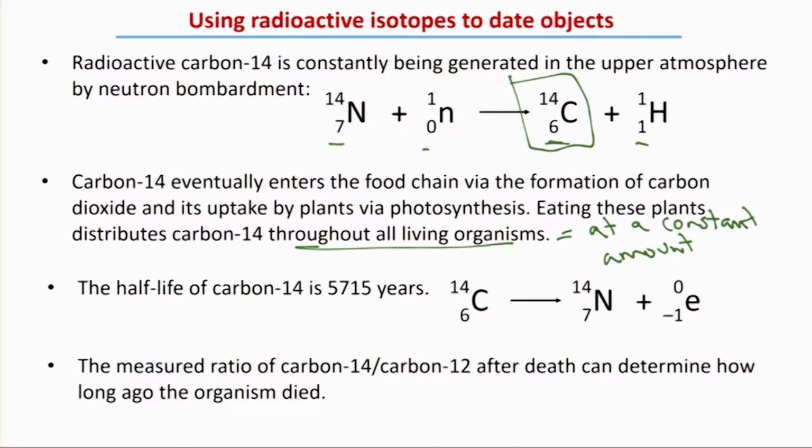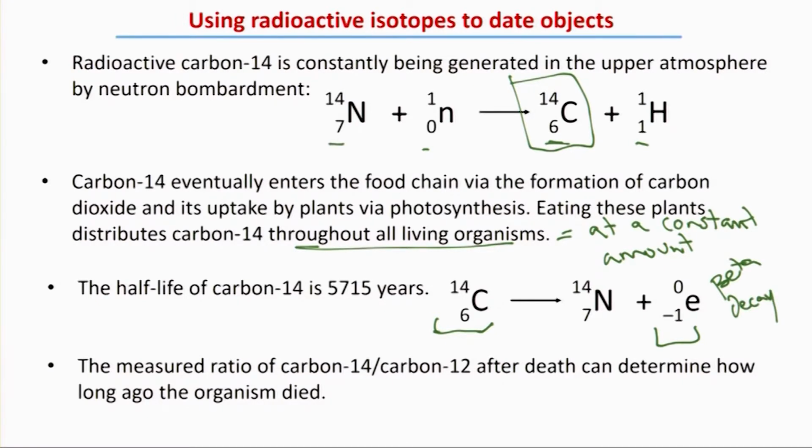However, once you are dead, you are not going to be taking in any more carbon. So all that carbon-14 that was in your body will start to decay, and no more carbon-14 is coming in. So it now starts this decay process. Carbon-14 has a half-life that's fairly long, 5,715 years. And you can tell me what kind of decay this is. So here's the carbon-14. What kind of decay is going on right here? This is a beta decay.